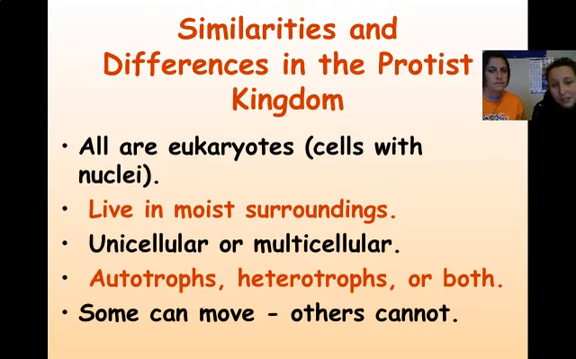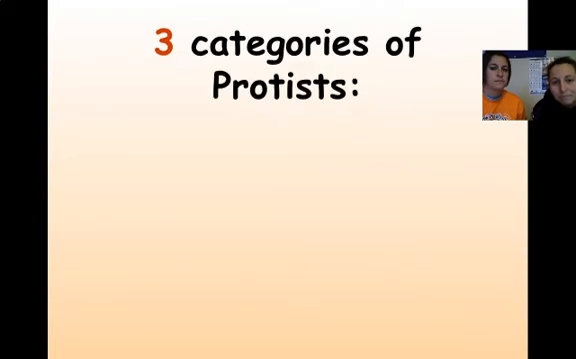There's some similarities and differences within the protist kingdom itself. All are going to be eukaryotes. Remember, eukaryotes are going to be the ones that have a nucleus. They mostly live in moist surroundings. They can be either unicellular or multicellular. As far as forms of getting food, they can be autotrophic, heterotrophic, or both in the same organism. And some can move and others cannot. Remember, if they are able to move, then they are called motile. If they cannot move on their own, then they are considered sessile.